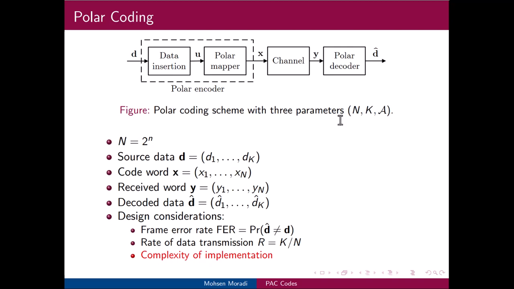We will see that the set A that defines the mapping from D to U for small block lengths can affect a lot the frame error rate and also the complexity of decoding. And also another parameter is transmission power. We want to see whether we can get the target frame error rate with smaller transmission power or not.